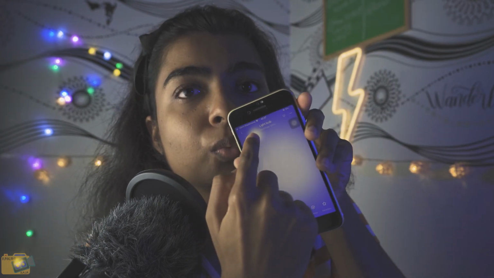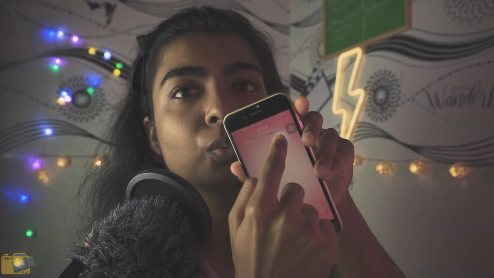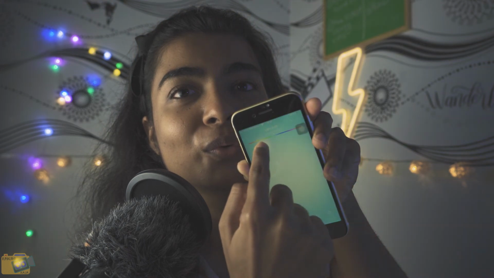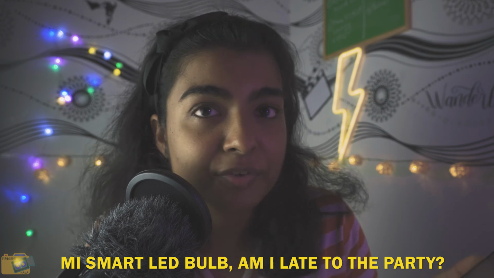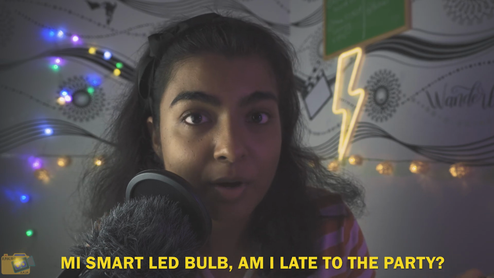Am I in focus? Yep, I'm in focus. Alright. Tapping my phone right here. Yep, that is the Mi Smart LED bulb. A friend of mine introduced it to me. I'll speak more about it when I review it.